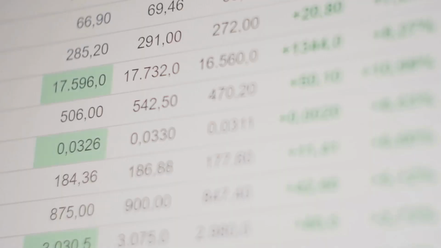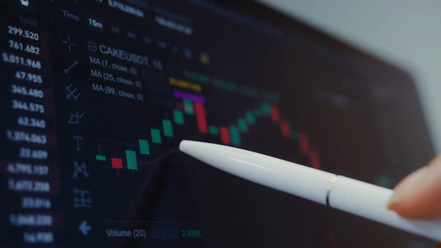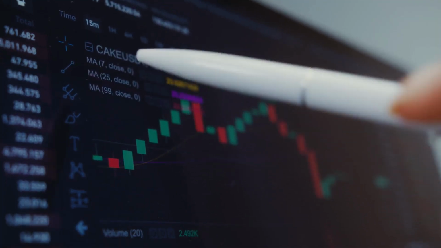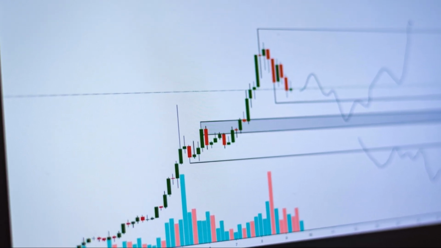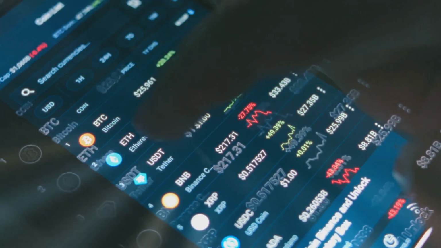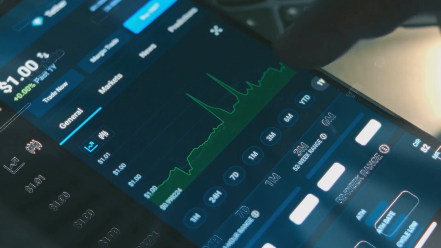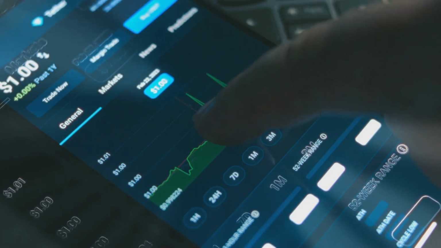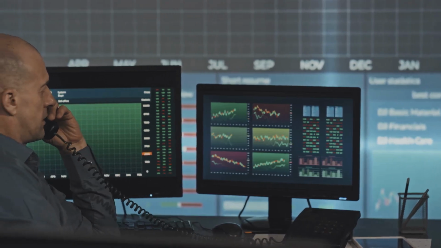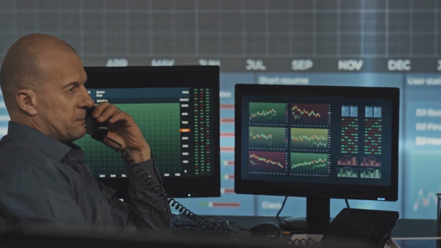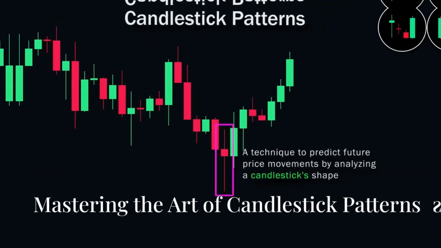This pattern resembles its namesake, with a peak, the head, flanked by two lower peaks, the shoulders. A break below the neckline often signals a trend reversal to the downside. Another popular reversal pattern is the double top or bottom. These patterns occur when the price reaches a certain level twice, but fails to break through, suggesting a potential reversal. Using a combination of tools and techniques will enhance your decision-making process and improve your trading accuracy.